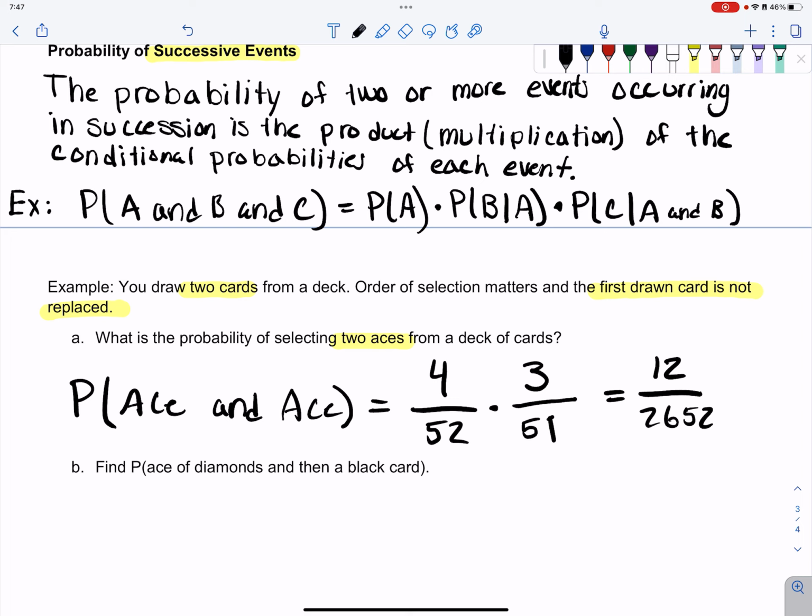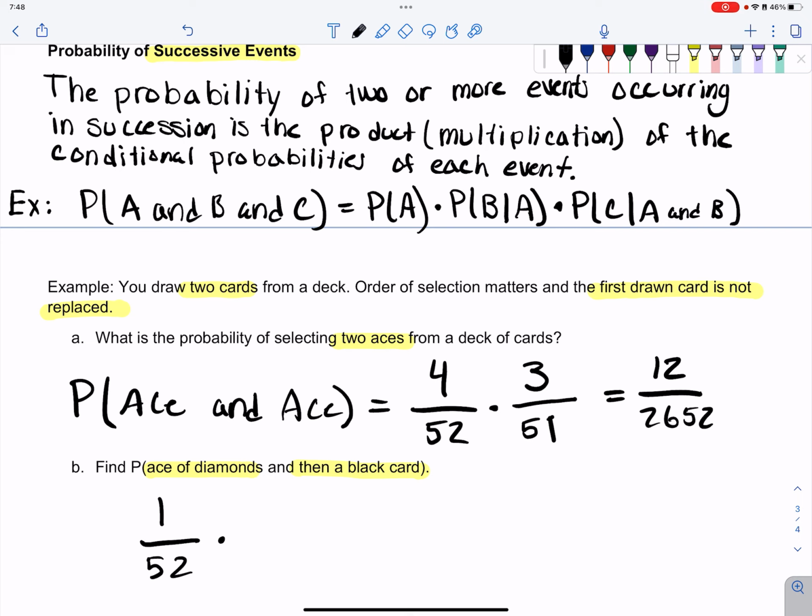Our next one, we want to find the probability of getting an ace of diamonds and then a black card. To start, how many aces of diamonds are there in our deck of cards? Well, this is stating a specific card in the deck, and there's only one of them. So there's only one ace of diamonds out of the 52 cards in the deck. Now we are going to assume that we actually pulled that ace of diamonds from our deck of cards, and that it is sitting out to the side.